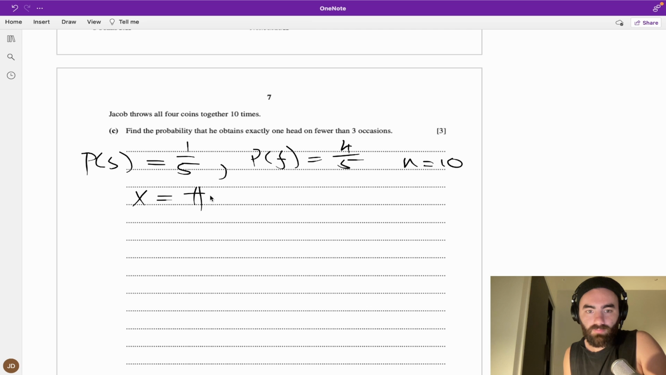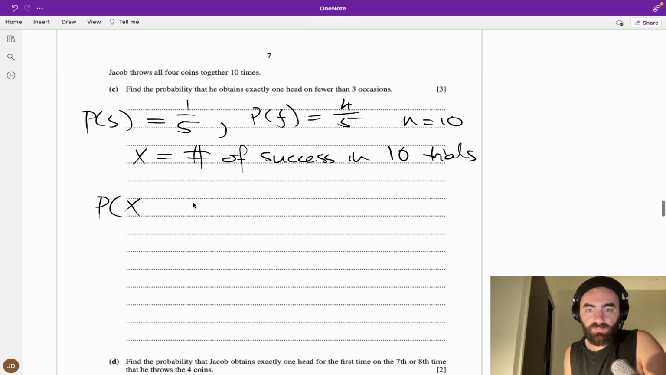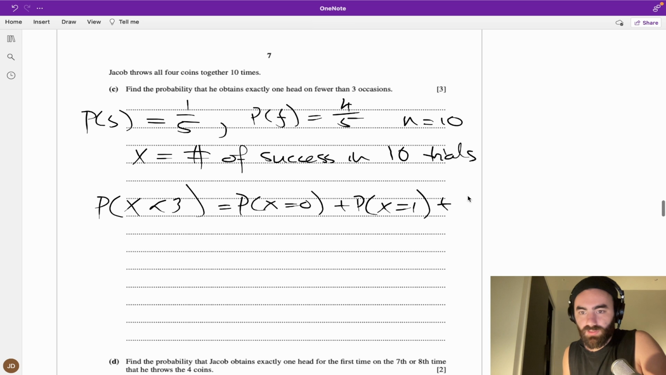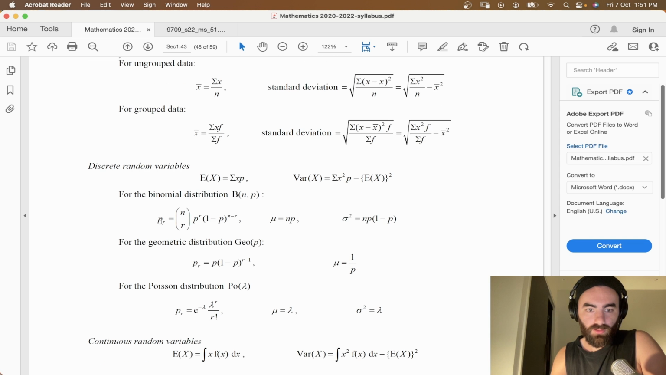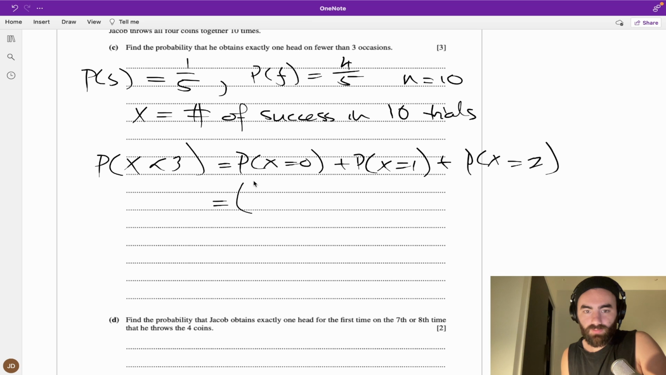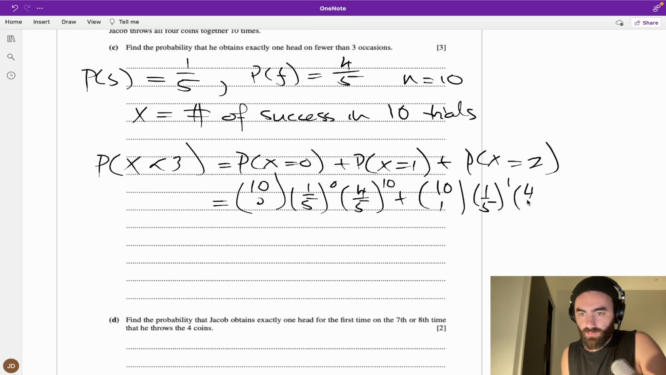So I guess we write x is the number of successes in 10 trials. And so we want the probability that x is fewer than 3, which is going to be the probability that x equals 0 plus the probability that x equals 1 plus the probability that x equals 2. And you can plug that into the formula here. So for 0 successes, it'd be 10C0 (1/5)^0 (4/5)^10 plus 10C1 (1/5)^1 (4/5)^9 plus 10C2 (1/5)^2 (4/5)^8.